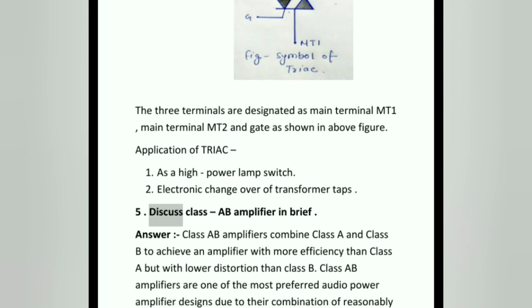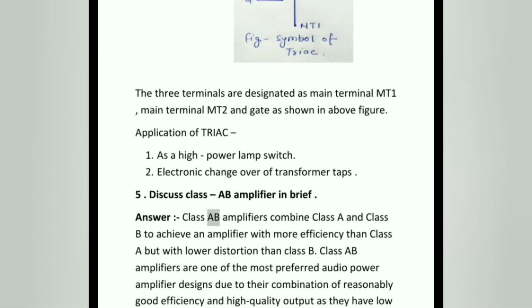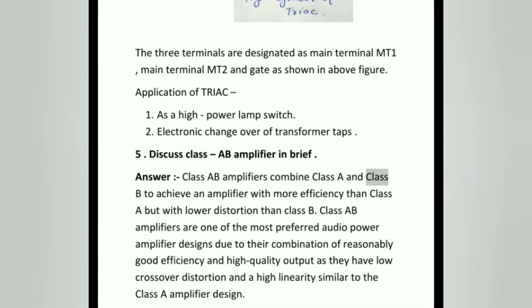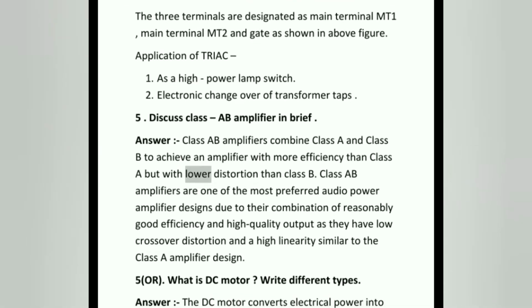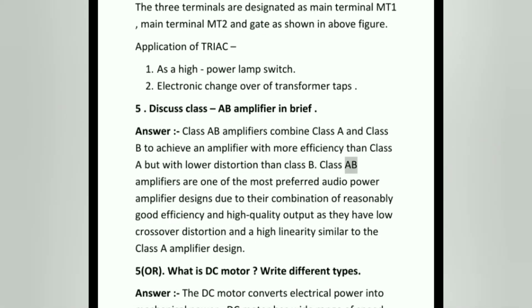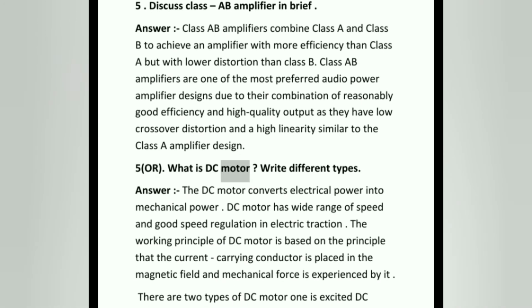5. Discuss Class AB amplifier in brief. Answer: Class AB amplifiers combine Class A and Class B to achieve an amplifier with more efficiency than Class A, but with lower distortion than Class B. Class AB amplifiers are one of the most preferred audio power amplifier designs due to their combination of reasonably good efficiency and high-quality output, as they have low crossover distortion and a high linearity similar to the Class A amplifier design.